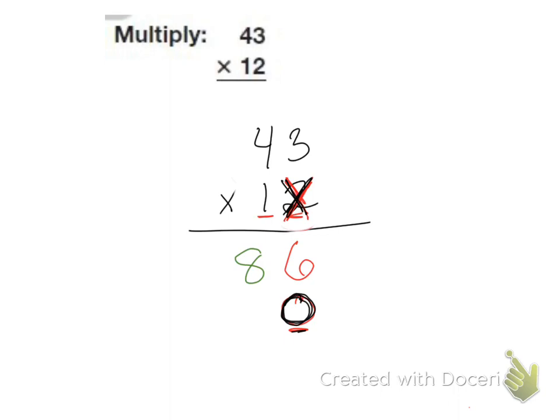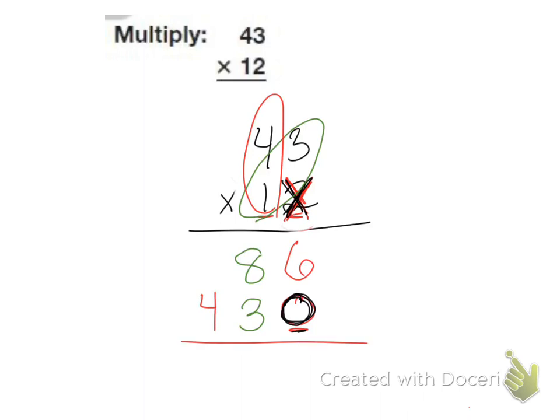Okay, now we multiply by the 1. 1 times 3 is 3, and 1 times 4 is 4. Now I can add these together. 6 plus 0 is 6. 8 plus 3 is 11. Carry the 1. 1 plus 4 is 5. Okay, so my answer is 516.